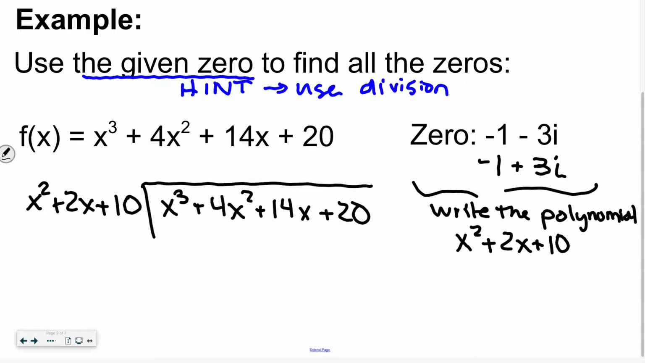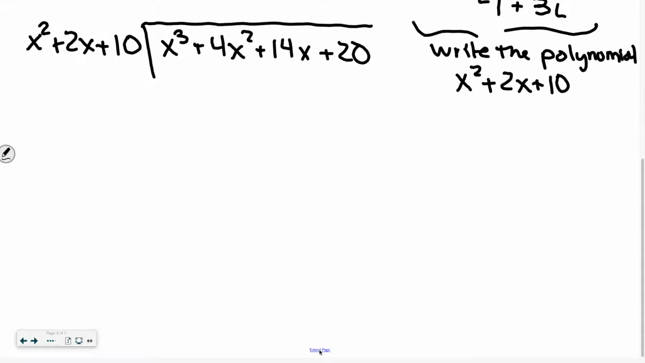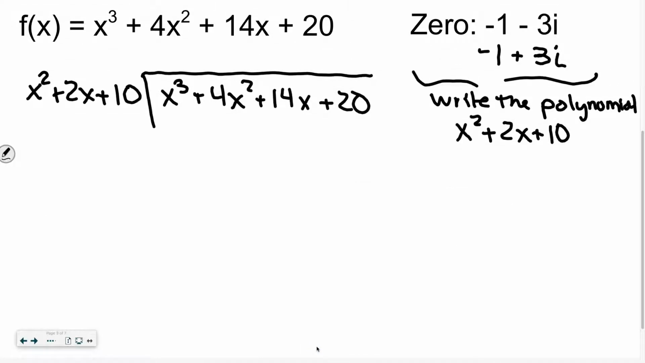Now, quick side note, if I ever do long division and there's a term missing in the polynomial, I always include a zero term for that, because when I'm doing division I like to keep all my x cubes in a column, x squareds in a column. It keeps me organized.